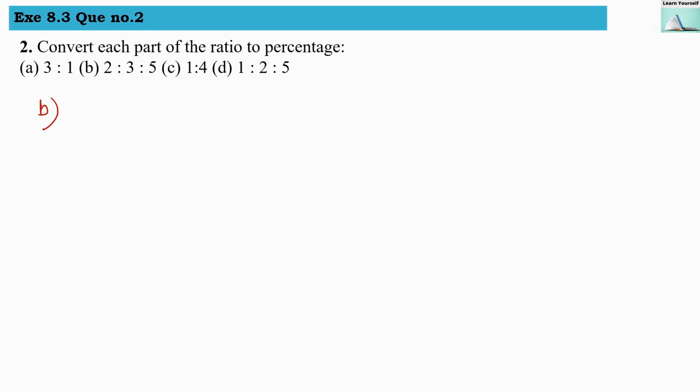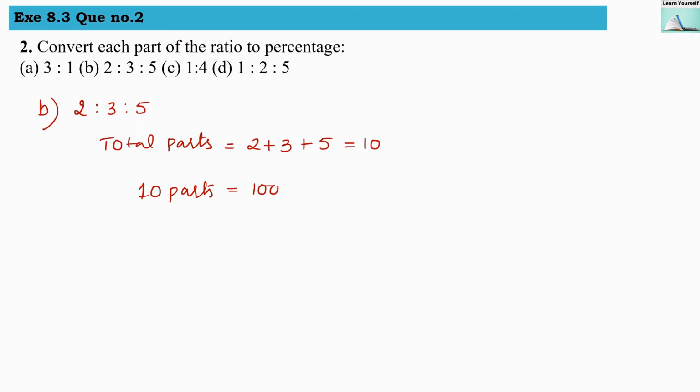Our second numerical, 2 parts is to 3 parts is to 5 parts. So there are 3 parts here and the ratio is 2 is to 3 is to 5. So let us find out total parts here. Total parts equals 2 plus 3 plus 5. So this will be equal to 10 parts in total. So 10 parts are 100%. So 2 consists of how many percent? So 2 into 100 divided by 10. So the answer is 20% for the first.